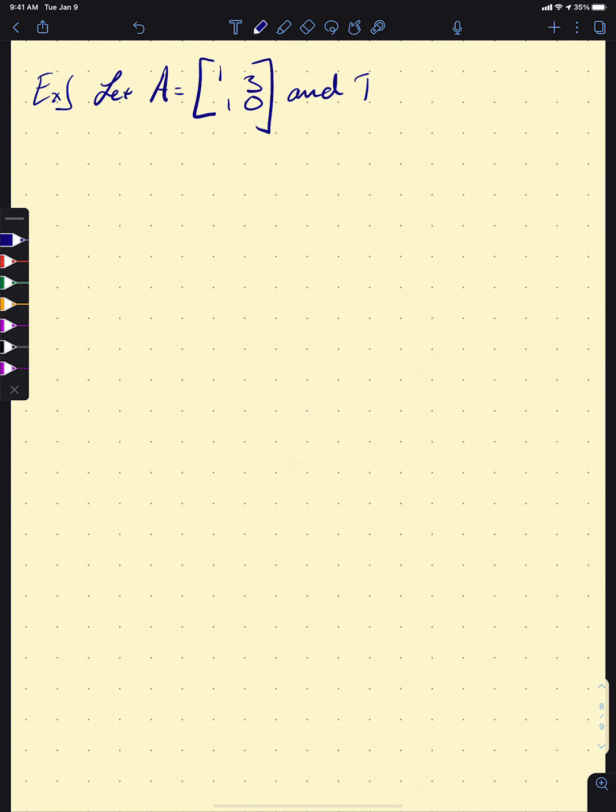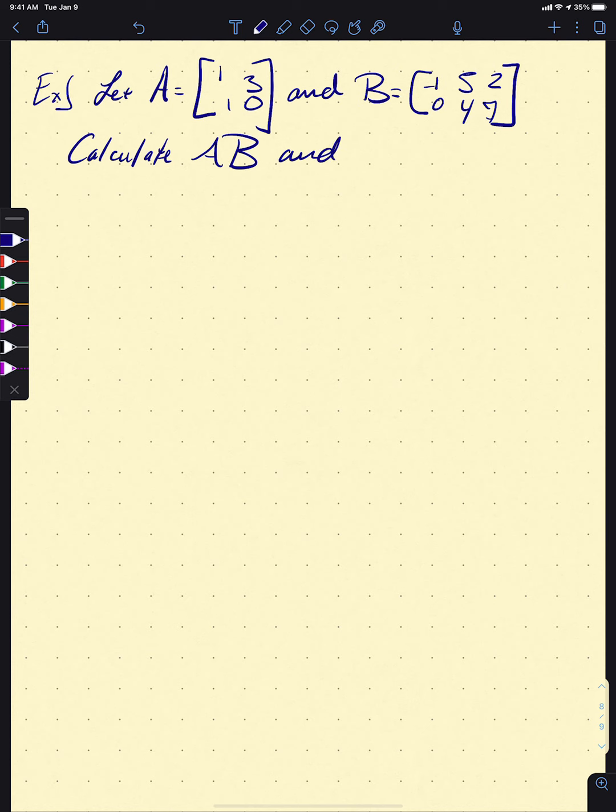This is 3. We'll say B equal to -1, 0, 5, 4, 2, 7. Now let's calculate two products here. Let's calculate A times B, and B times A.